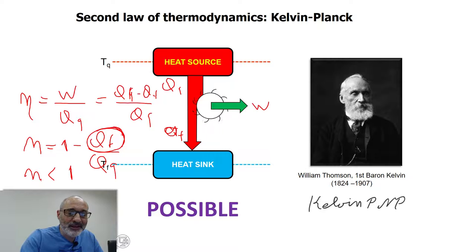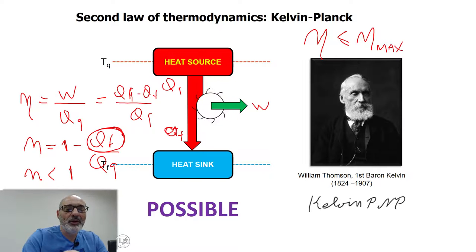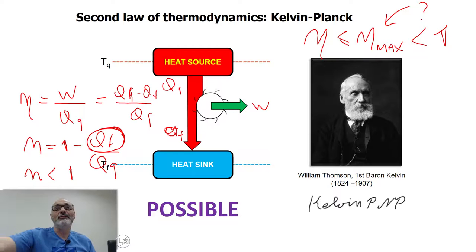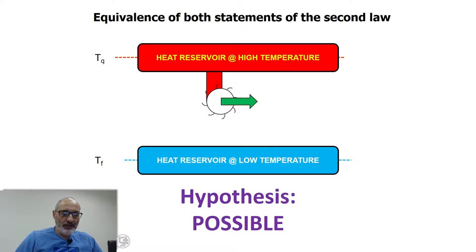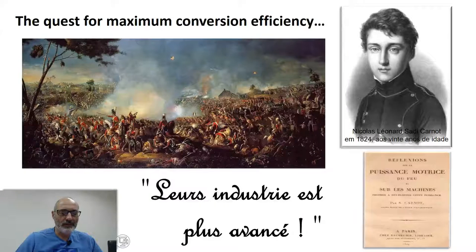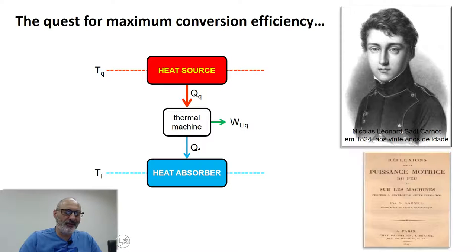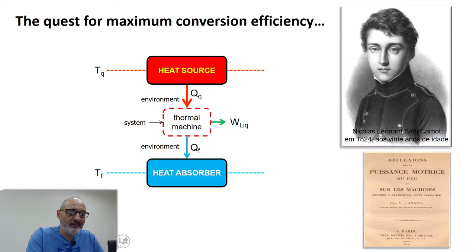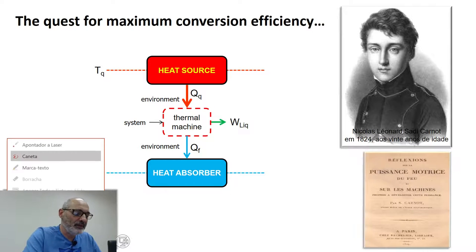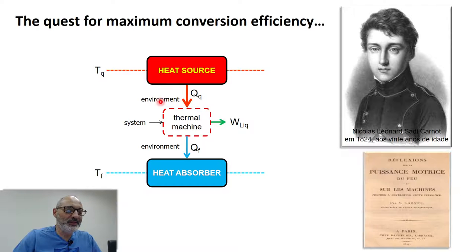But we need to calculate what is the maximum efficiency. The efficiency is always less than or equal to the maximum efficiency, which is always less than one. Okay? How do I calculate this? That's what Carnot was trying to solve. So let's go back to Carnot, Leonard Sadi Carnot. What he did, he thought about our thermal machine, as I was showing you. He started by recognizing that you have the system, which is the working substance inside the machine, the air inside the piston. You also have the environment. What is not the thermal substance is the environment.